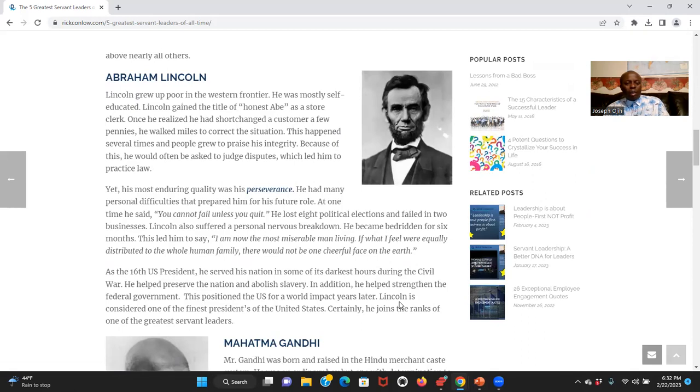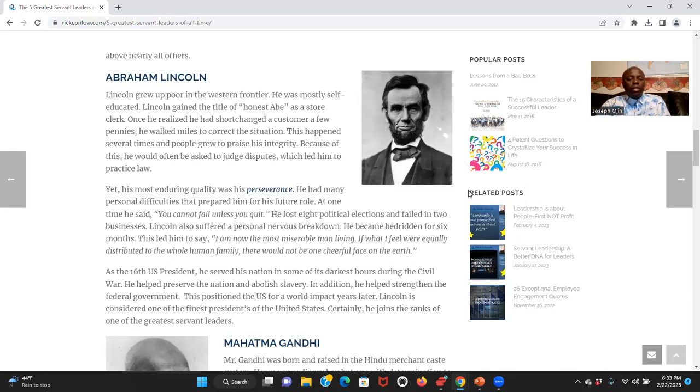Let me read this short paragraph. It says that Lincoln grew up poor on the Western frontier, and he was mostly self-educated. Lincoln earned the title of Honest Abe as a store clerk. Once he realized he had shortchanged a customer a few pennies, he walked miles to correct the situation. This happened several times, and people grew to praise his integrity. Because of this, he was often asked to judge disputes, which led him to practice law.